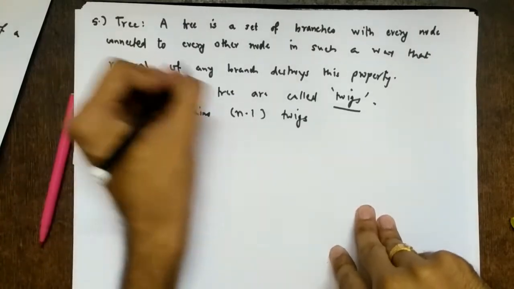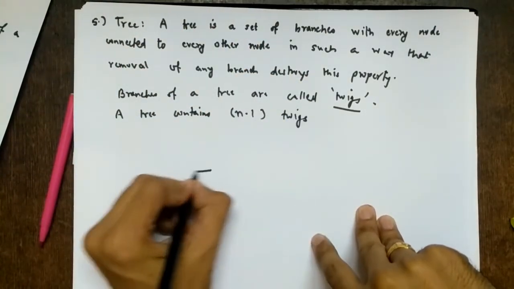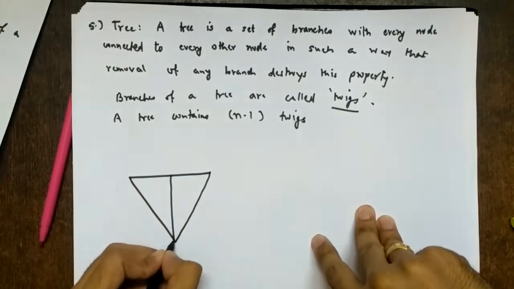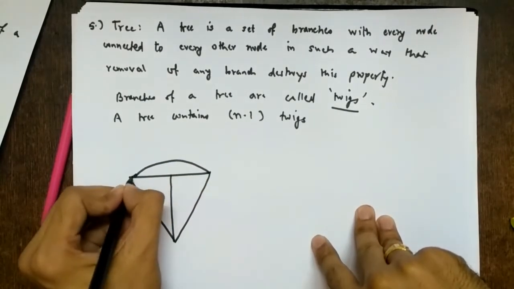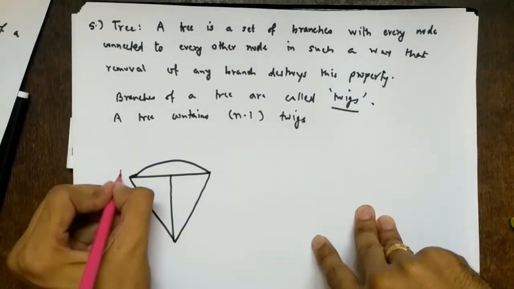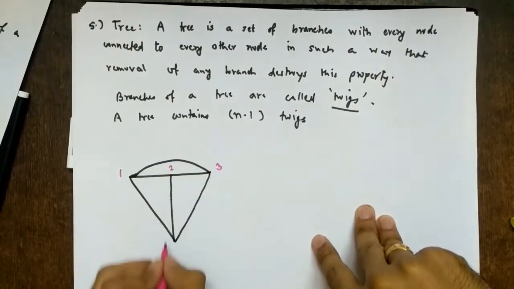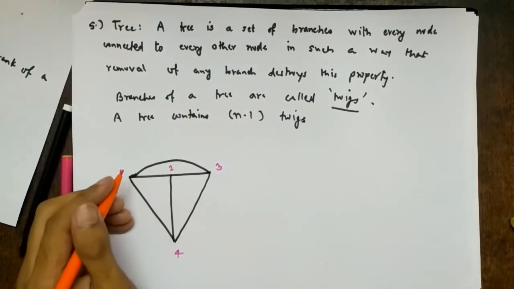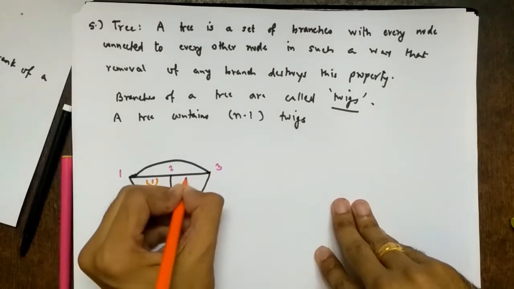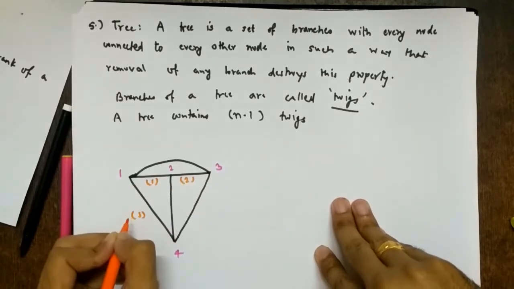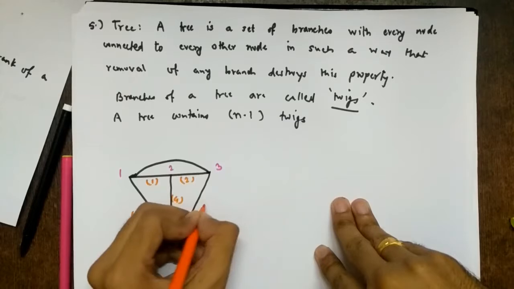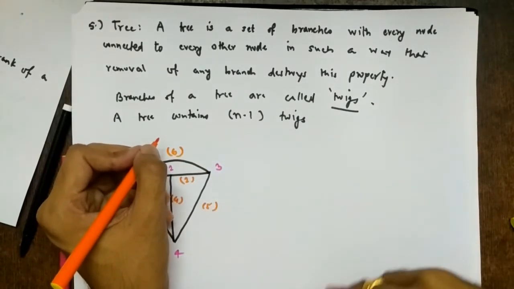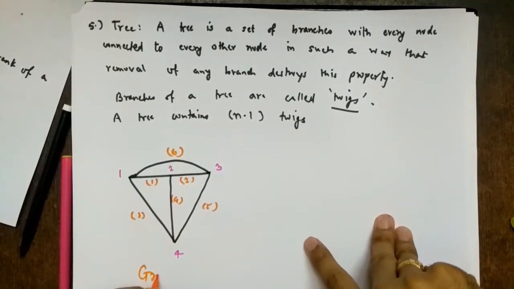So again, if you have not understood, let's take again an example. This is my usual graph which I am taking as the reference graph for understanding all the definitions. So this is 1, 2, 3, 4. So let me name the branches. These are what? Nodes. This is branch 1, branch 2, branch 3, branch 4, branch 5 and branch 6, right? So this is what? A graph.